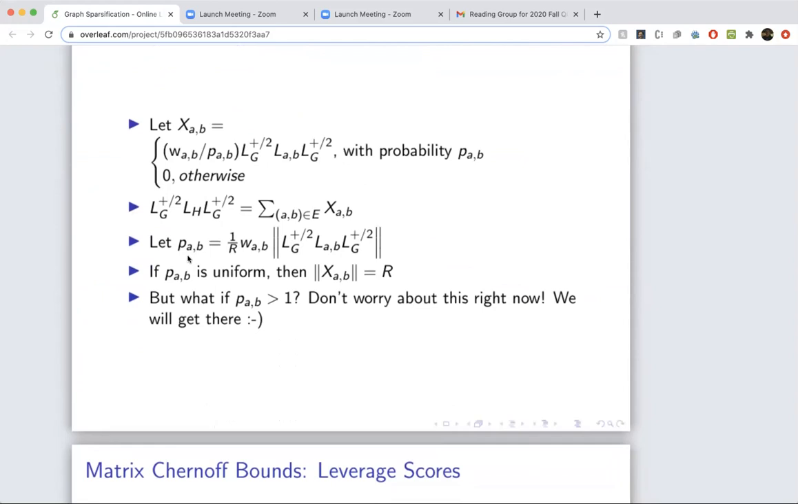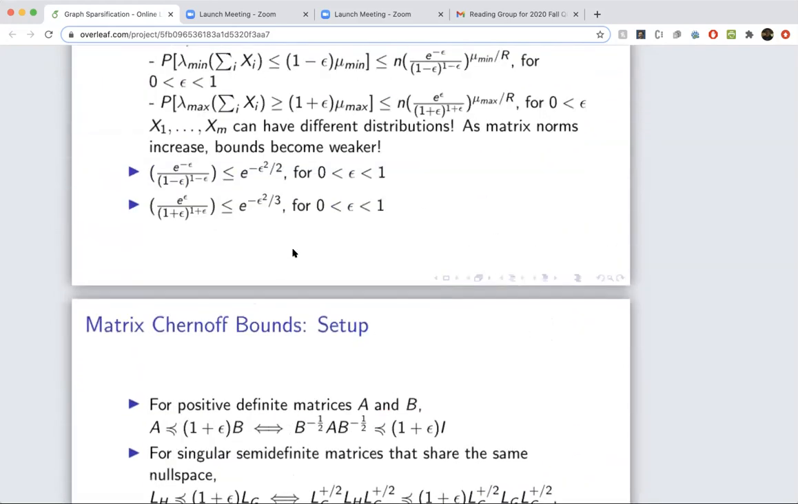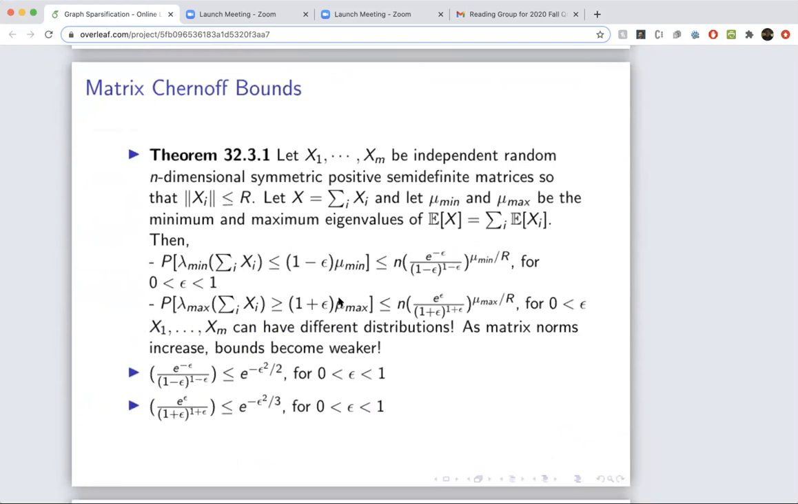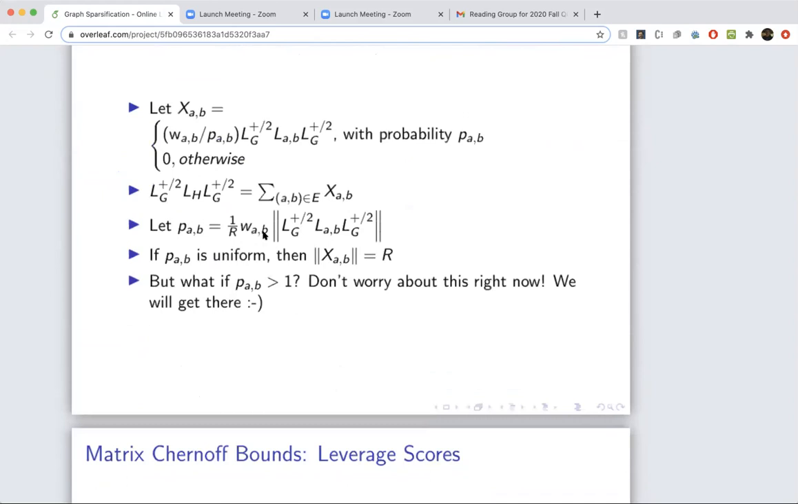And now we're going to pick something. I'm just going to wave my hand and say, let's pick the probability of including an edge A comma B from our input graph G inside our sparsified graph H with probability 1 over R, which is that scalar value that we were discussing earlier that bounds the norm of all these independent matrices, times the edge weight for the edge between A and B, times the norm of this pseudo-elementary Laplacian piece of this product right here: LG plus over 2, the elementary Laplacian of edge A to B, and LG plus over 2.